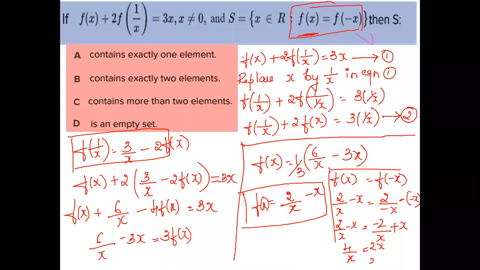So it is x into x. So x square is equal to 4 by 2, which is 2. So what is the value of x? Plus or minus root 2. So how many values does x have? Yes, how many elements does the set S have? It has exactly 2 elements. So our option is option B. Okay. Answer is option B. Okay. Now, next question.